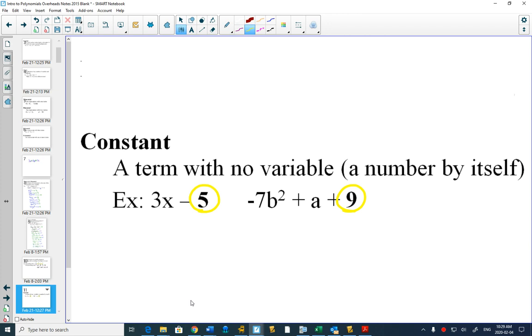What is the exponent in that trinomial? 2. Caden is eliminated. How many variables are in that trinomial? And what are they? 2, and what are they? A and B. Perfect. Logan has been eliminated.